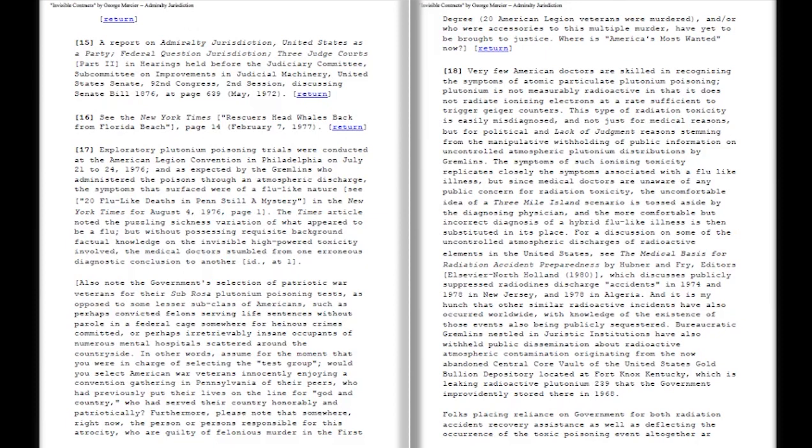Furthermore, please note that somewhere, right now, the person or persons responsible for this atrocity, who are guilty of felonious murder in the first degree, 20 American Legion veterans were murdered, and/or who were accessories to this multiple murder, have yet to be brought to justice. Where is America's Most Wanted now?